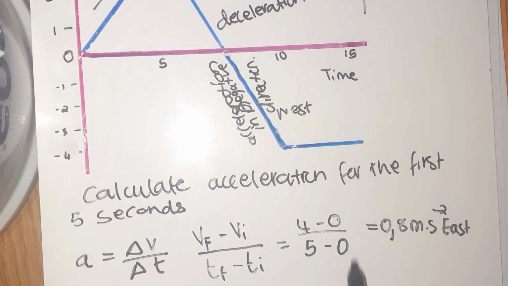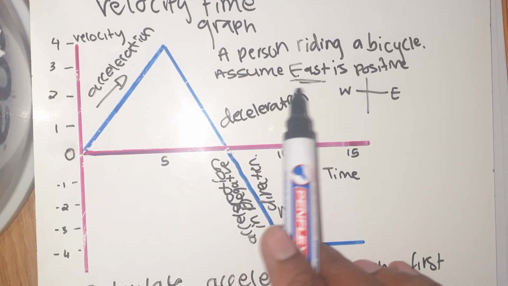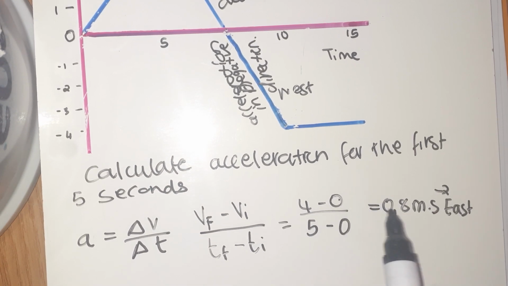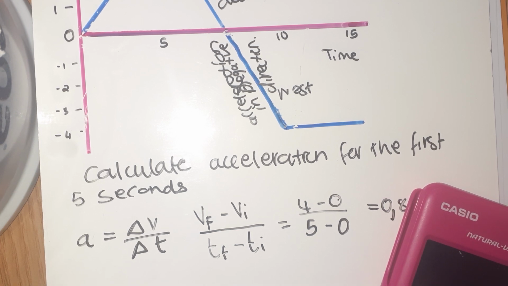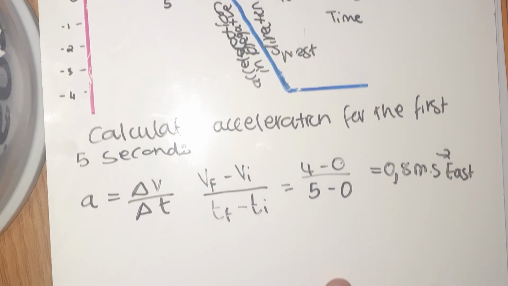East, we got a positive answer. So east, we have assumed that east is positive. If there was a negative answer, if it was 0 minus 4 and 0 minus 5, we would have gotten negative answers. But no, wait, it was going to be negative and negative, so those negatives were going to cancel each other. Yeah, it was still going to be positive. So we have an answer: positive east.